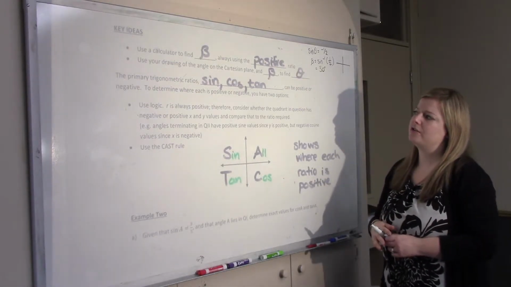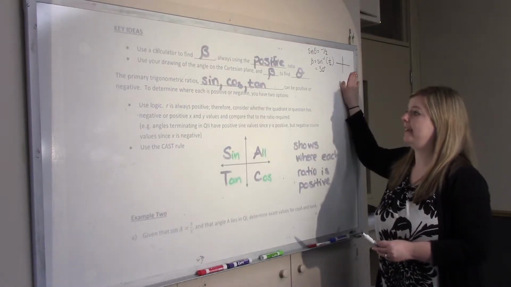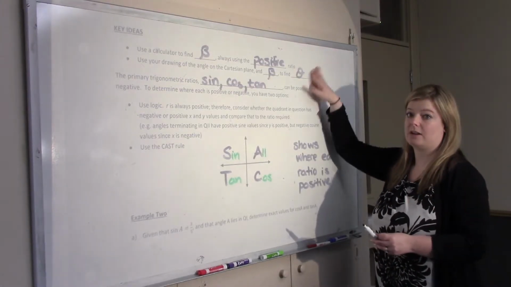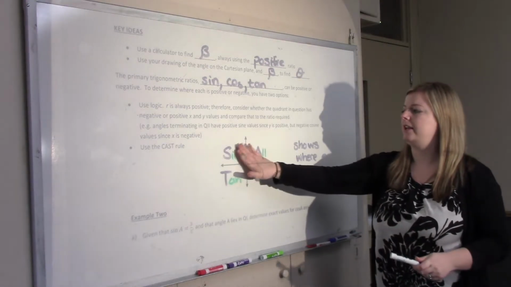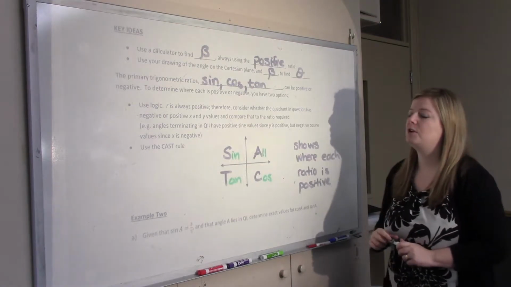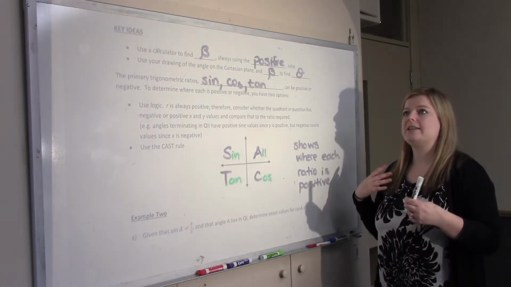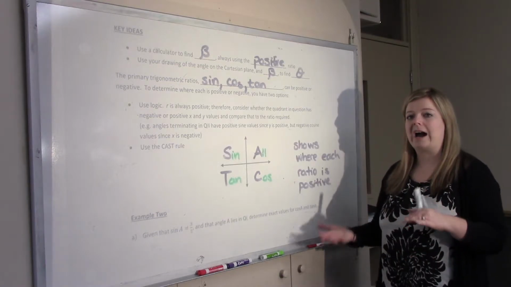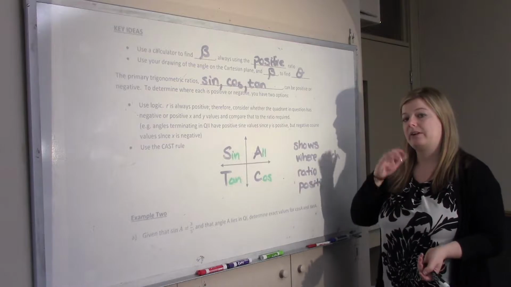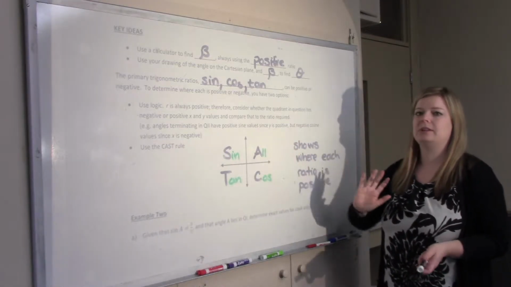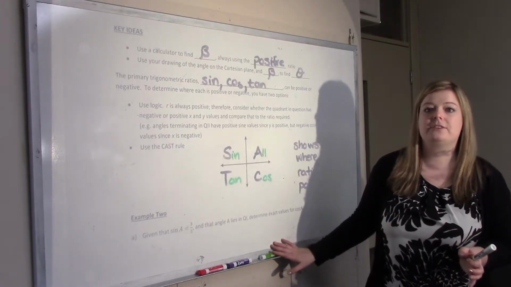Now the primary trig ratios, sine, cos, and tan, can be positive or negative, which we just saw in the previous example. So to determine whether the sign is positive or negative, you have two options. Now I prefer option 1 because it actually demonstrates an understanding of why sine, cos, and tan are positive where they're positive and negative where they're negative. Whereas this CAST rule is just memorizing a rule. So you have to kind of just decide which kind of student you are.